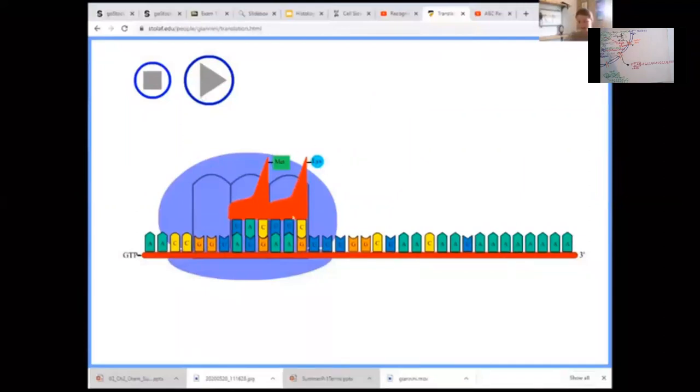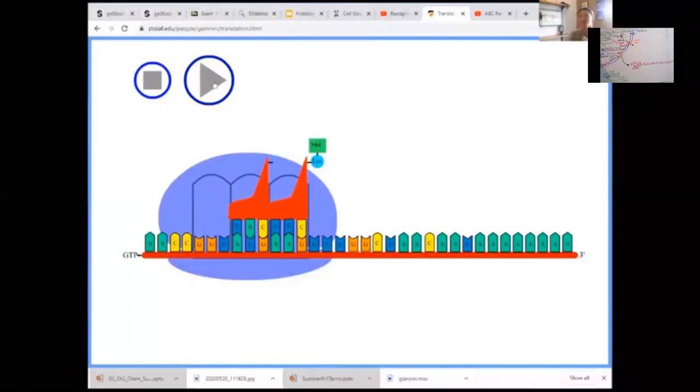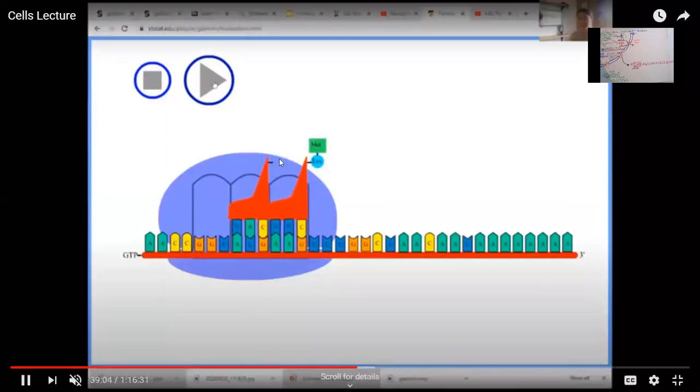Next, the next tRNA is going to arrive. It is going to bring with it the amino acid for the next codon in line, the next sequence of 3 nucleotides. The ribosome, with its enzymes and rRNA, is going to catalyze a reaction between these 2 amino acids. So methionine and lysine are going to be joined together with a peptide bond by the enzymes within the ribosome.